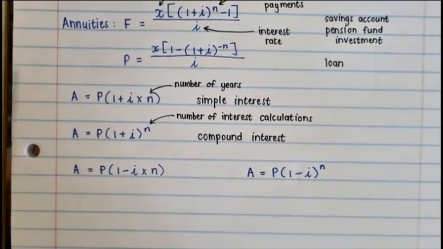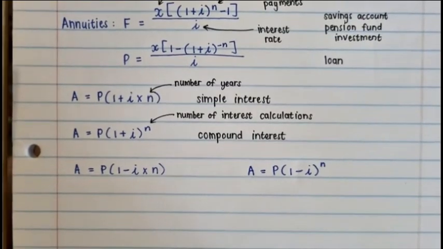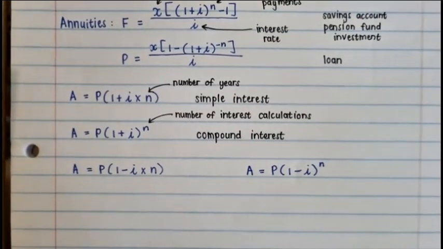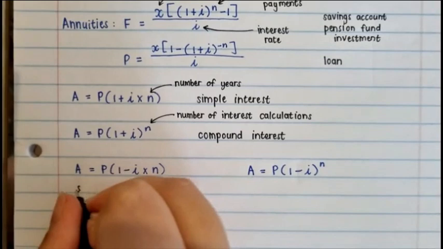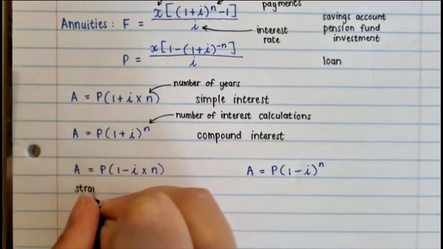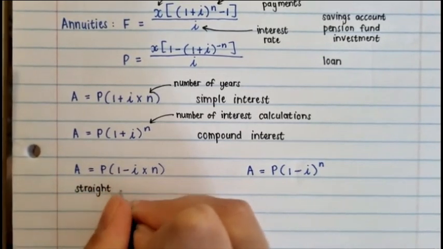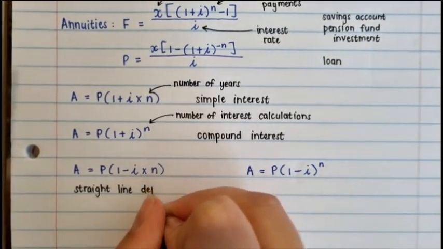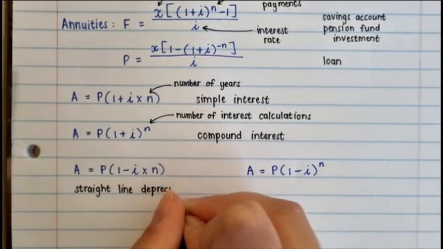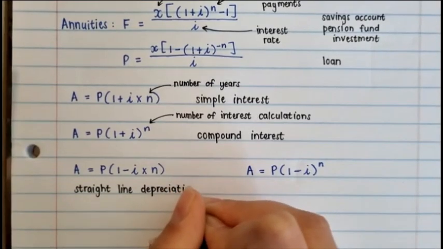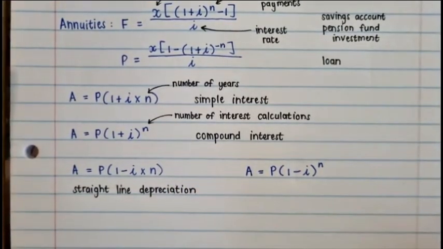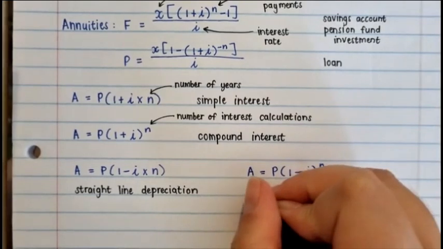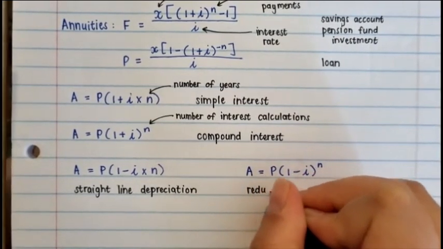Now, in the case of depreciation, they don't call them simple and compound depreciation. This one is always called straight line depreciation. And this is called reducing balance depreciation.